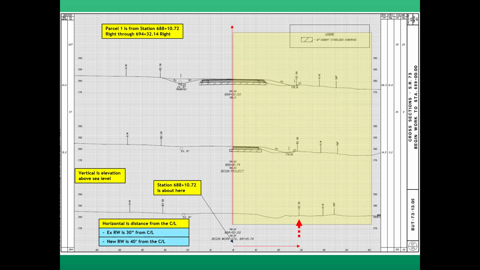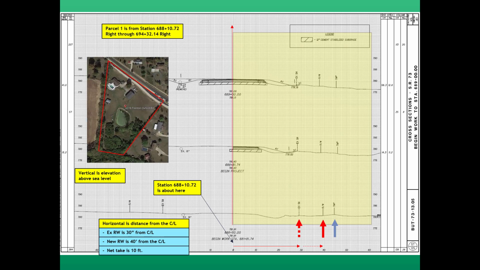The distance from the center line to the new right-of-way line is 40 feet. And so the net take would be 10 feet. And then beyond the new right-of-way line is the limit of the temporary shown at this highway stationing, shown with a blue arrow. And we've just thrown an aerial there, and we've got a directional yellow arrow that shows you the approximate location of where this cross-section is at.